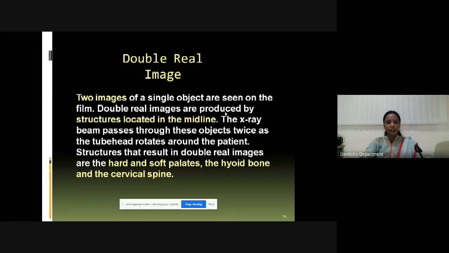A double real image is two images of a single object seen on the film. Double real images are produced by structures located in the midline. The X-ray beam passes through these objects twice as the tube head rotates around the patient. Structures that result in double real images are the hard and soft palate, hyoid bone, and the cervical spine. In the following OPG, we'll see how the double images are obtained.